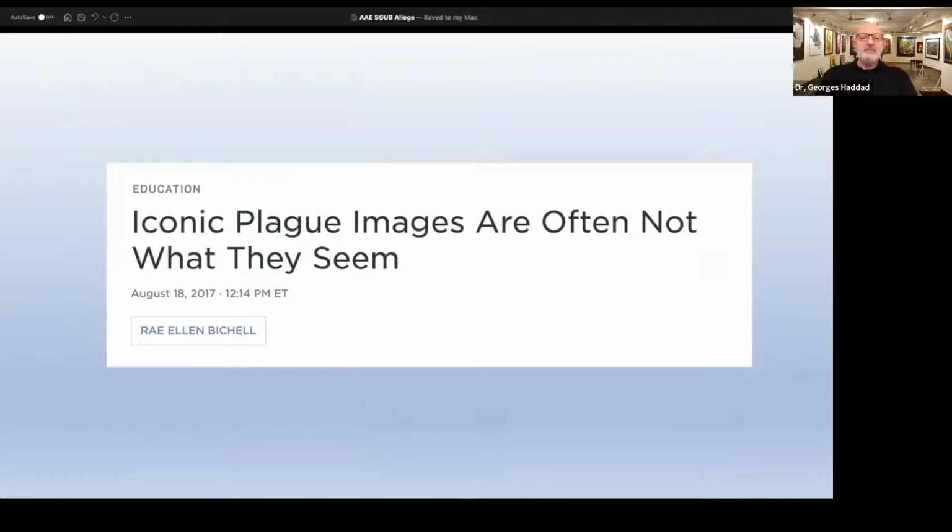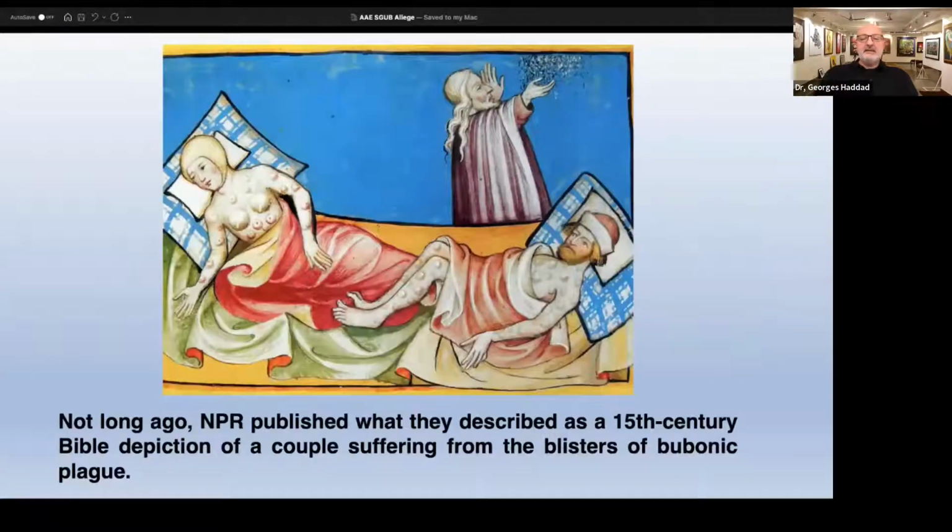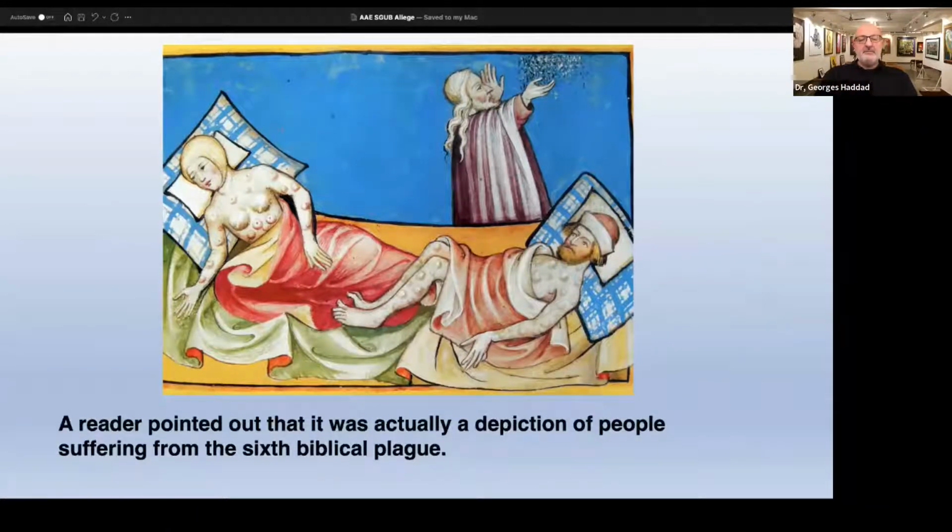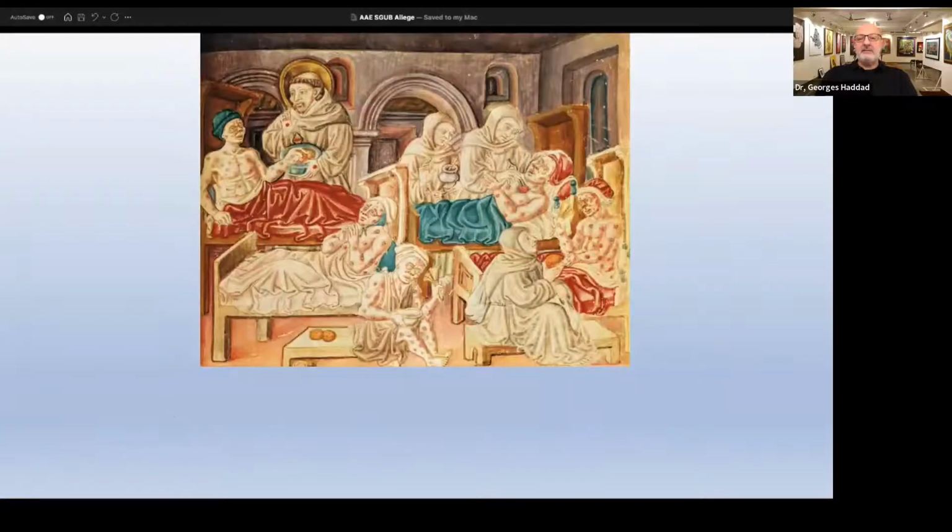But please beware, iconic plague images are often not what they seem. I took this from the site of the NPR, the National Public Radio in the US. They started by putting this picture and they published it and described it as a couple suffering from the blisters of bubonic plague. And then a reader told them, no, that's wrong. These people are not suffering from bubonic plague, but from a biblical plague. So they corrected it and published this picture and said, okay, we are sorry.